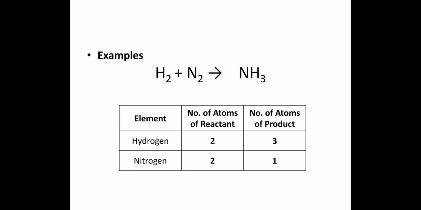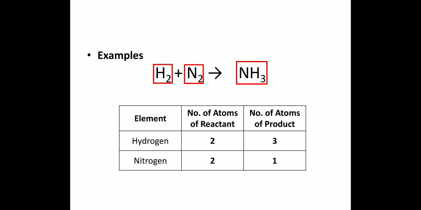Hydrogen reacts with nitrogen to make ammonia. Elements are hydrogen and nitrogen. The number of atoms of hydrogen on the reactant side is 2, on the product side it is 3. The number of atoms of nitrogen on the reactant side is 2, on the product side 1. So it is an unbalanced chemical equation.